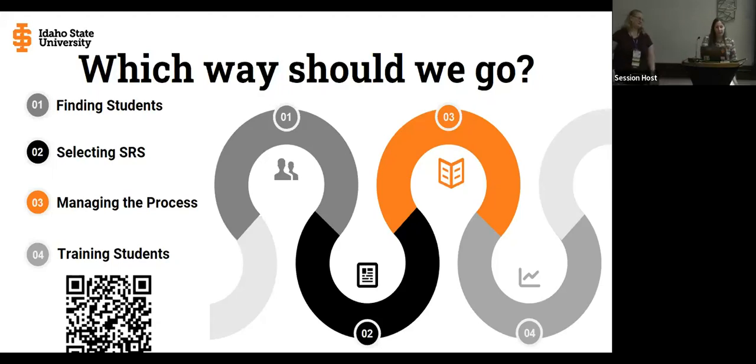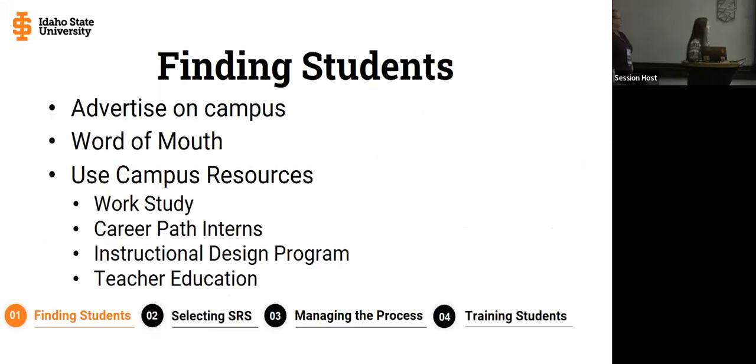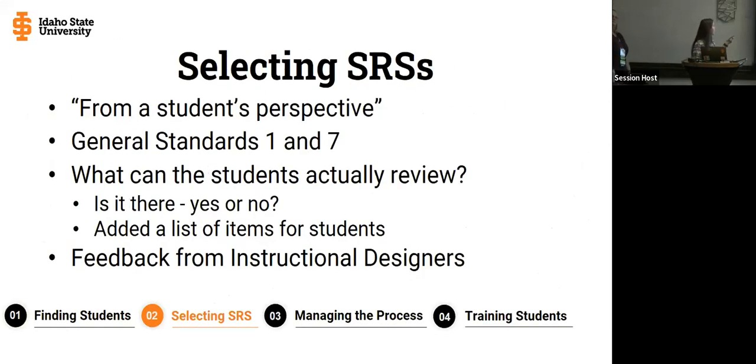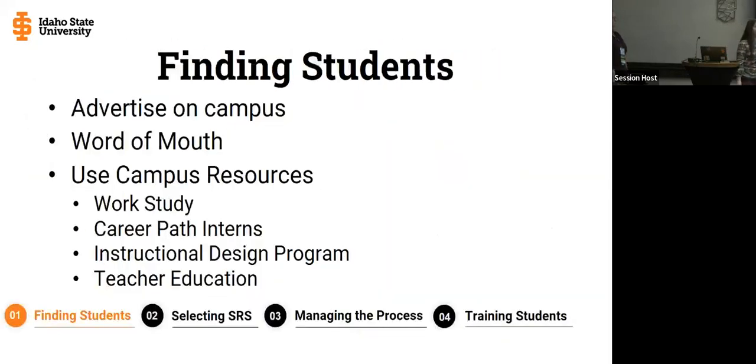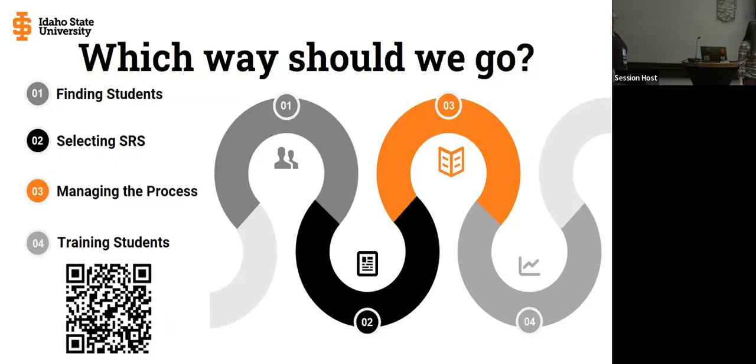Managing the process. Okay, so I need to bring my orange. First, I have to find the mouse over here. So we're going to go to managing the process. This is the 30,000 foot view of our process. We have five steps: requesting the student review, creating templates and assigning students to the review, the student review, then the comments are reviewed, and the final report is created.